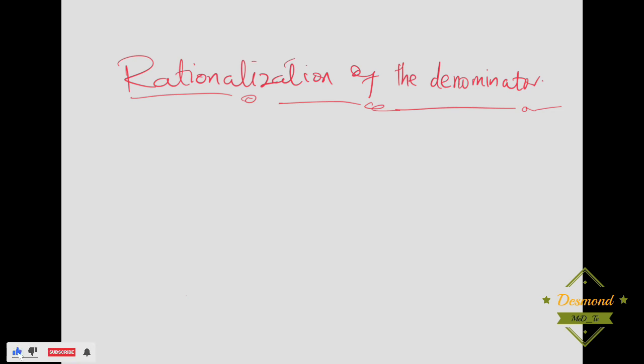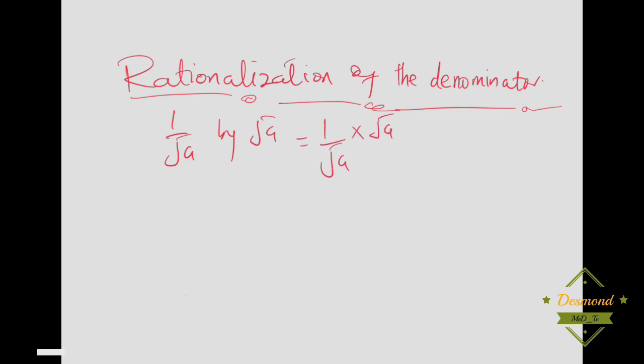For example, if we have 1 on root A, how do we rationalize this? We do that by multiplying by root A. So that would be 1 times root A on root A times root A, and when we do this, we should get root A on A. Very simple.